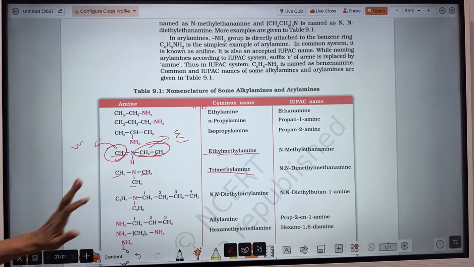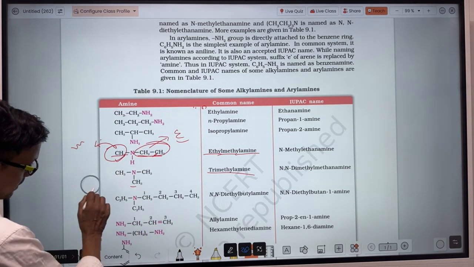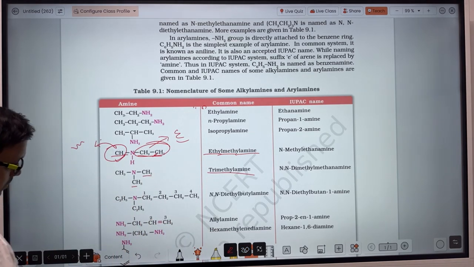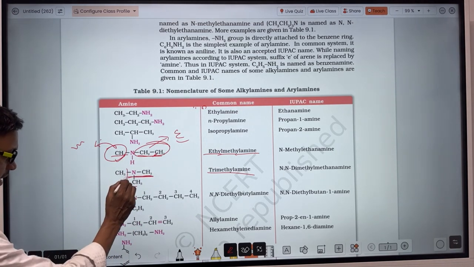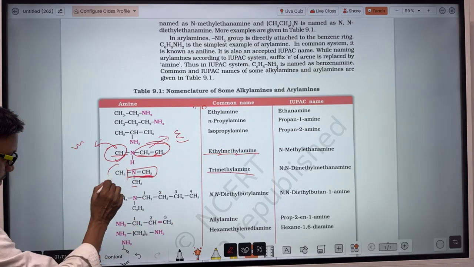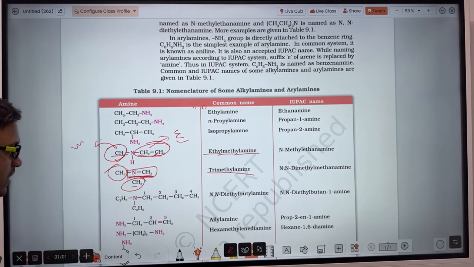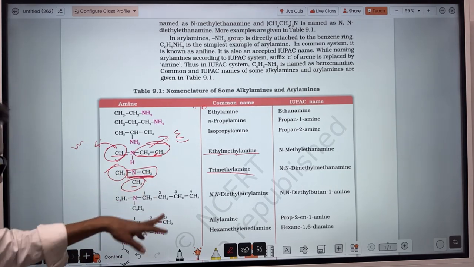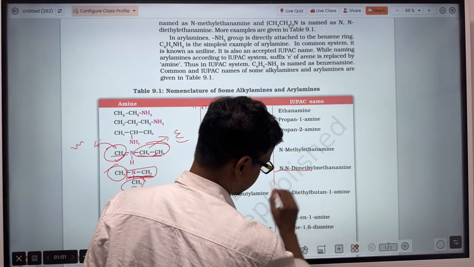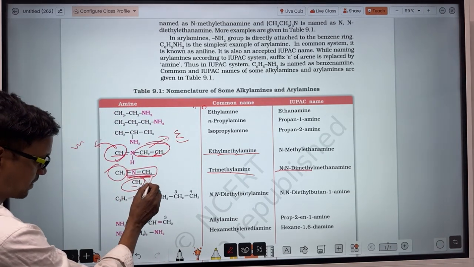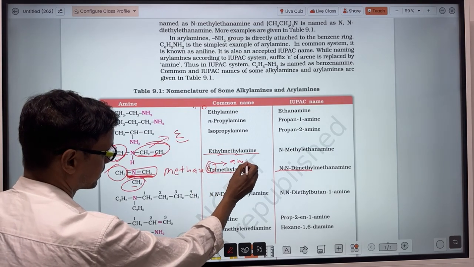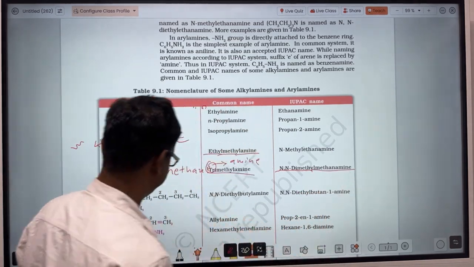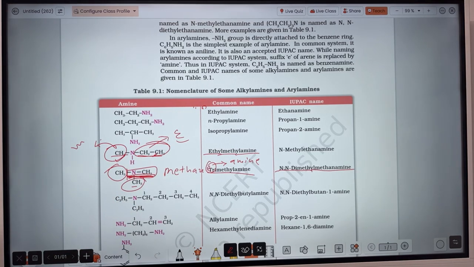Trimethylamine. And when we have to write the IUPAC name, since these 3 alkyl groups are of the same length, one alkyl group will be considered as the parent chain and the others as substituents. So a methyl group and a methyl group, two methyl groups are bonded to the nitrogen. So we will write N,N-dimethyl. And then this will be considered as the parent. So of methane, the E will be replaced by amine. So that's why methanamine. Now let's see this compound.